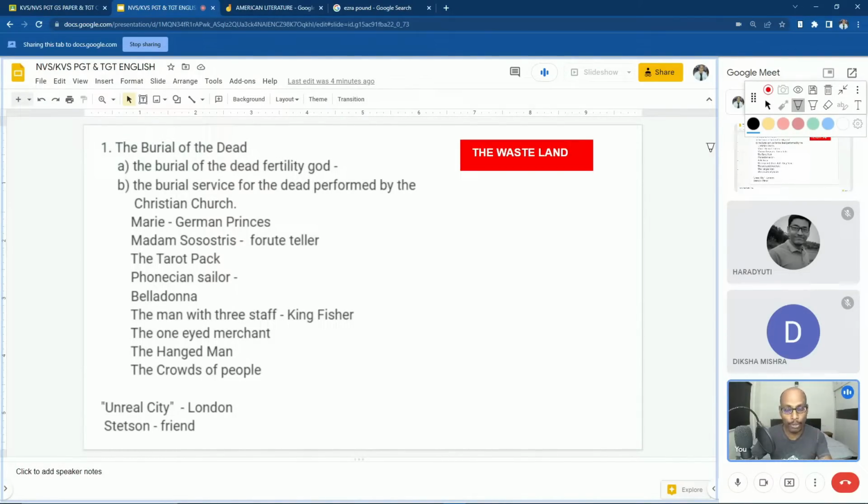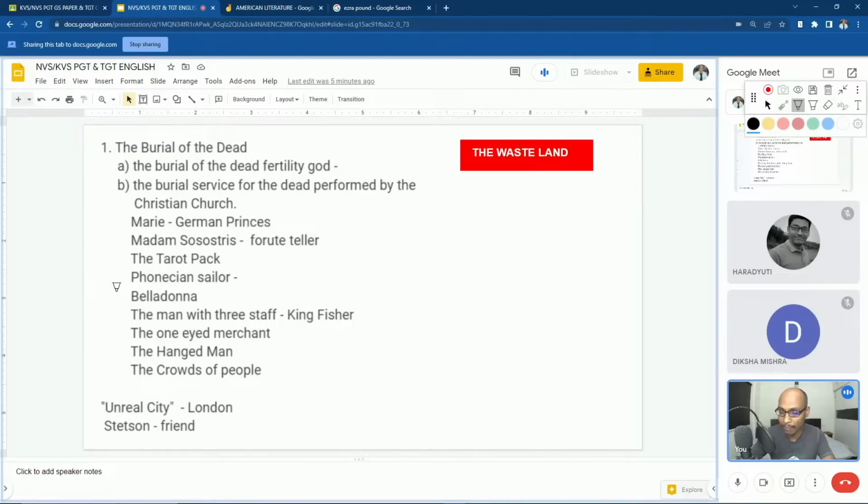It is about both men and women, how they were morally degraded, and about their chastity and sexual obsession. All those things are being explained. The burial of the dead of the fertility god, the burial service of the dead performed by the Christian church. Mary, who is a German princess, and then we have one fortune teller in this first part, Madame Sosostris. She used to play the tarot pack. It's a kind of fortune telling, and in this story she sees the Phoenician sailor.